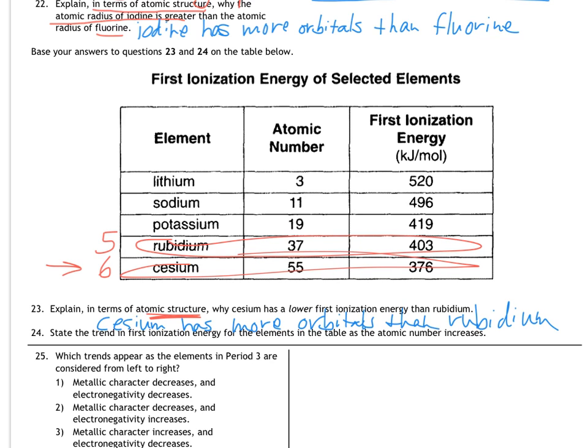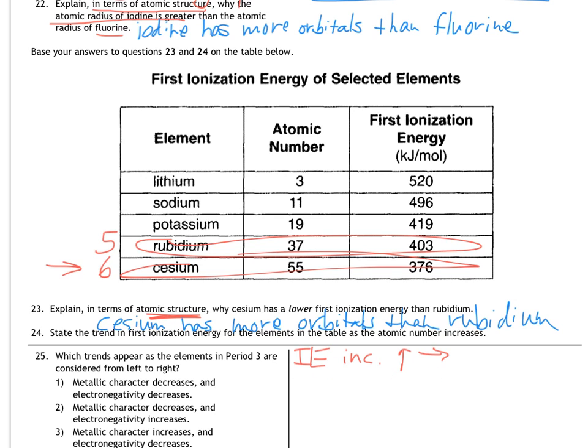And lastly, in number 24, it asks me to state the trend in first ionization energy for the elements in the table as the atomic number increases. So first ionization energy increases as you go up and right on the periodic table. So I just recorded that here. I said ionization energy increases up and right.